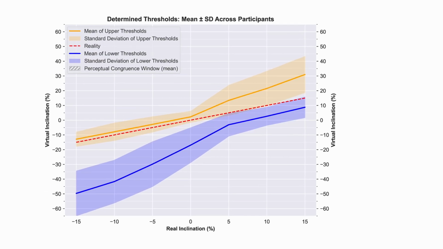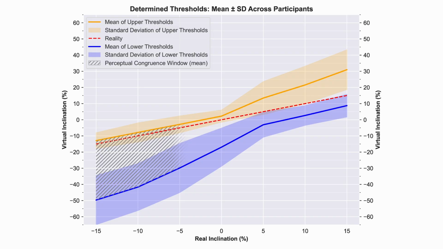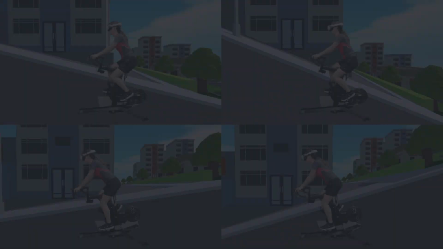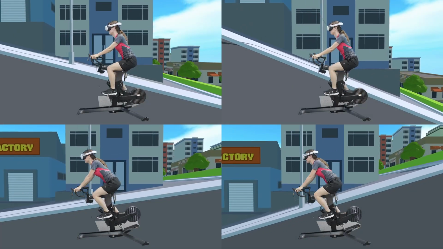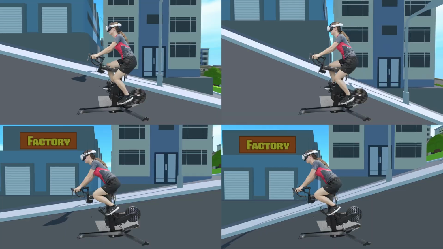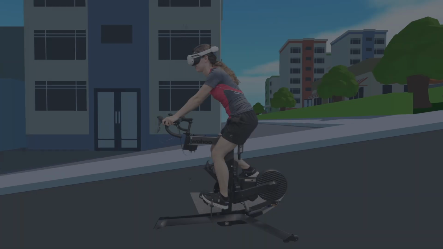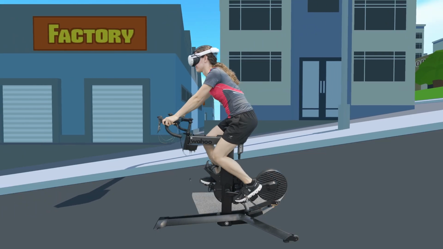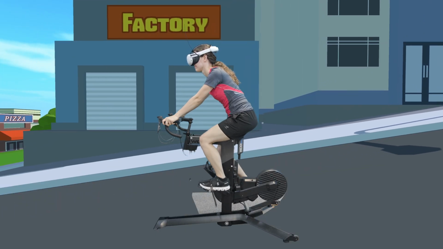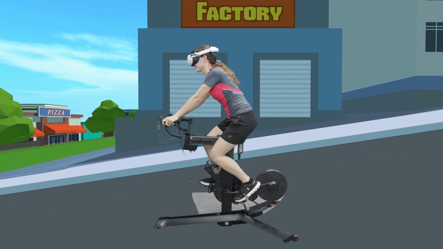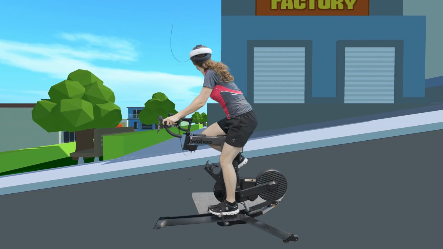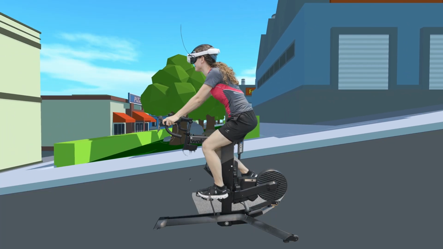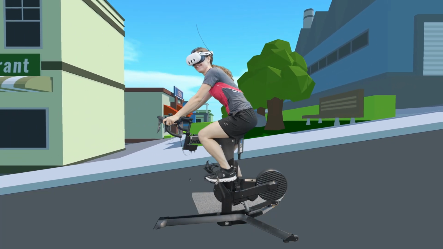These findings provide the first empirical estimations for perceptual detection thresholds of real to virtual inclination mismatches during cycling in VR. They show that perception can be deliberately manipulated within a congruence window to enhance VR experiences. For example, in training systems, a virtual downhill could motivate tired cyclists, while in exergames, mismatches could add challenge and excitement, extending what VR can simulate. This opens new opportunities to deliberately leverage perceptual mismatches in VR cycling.